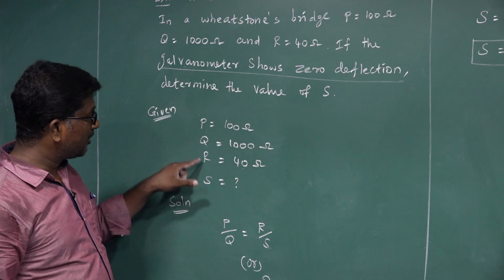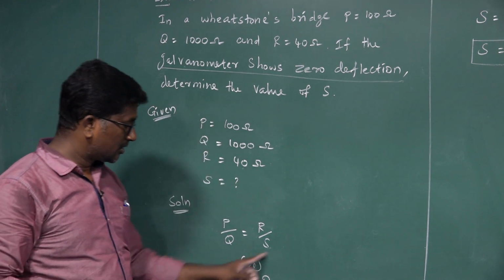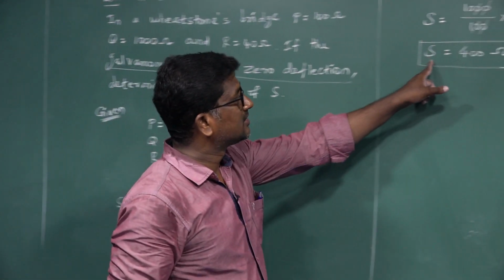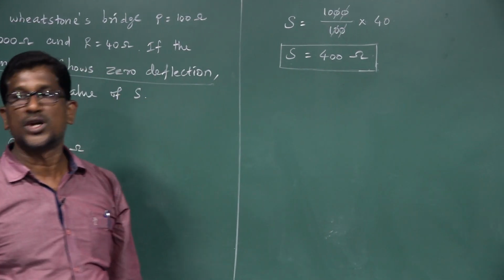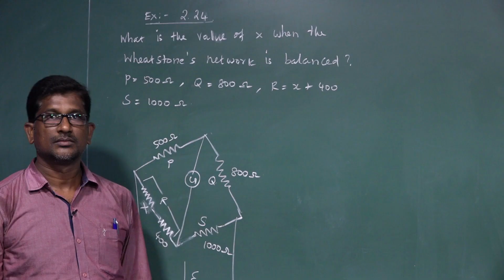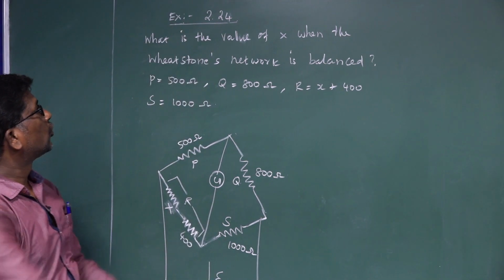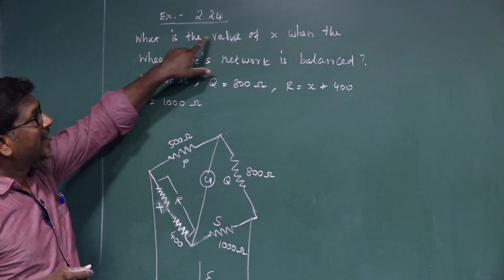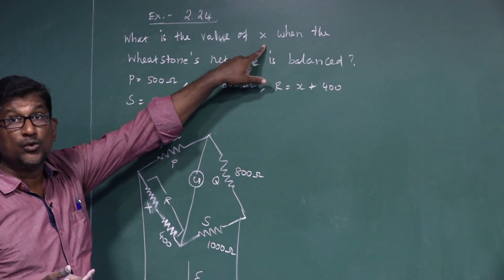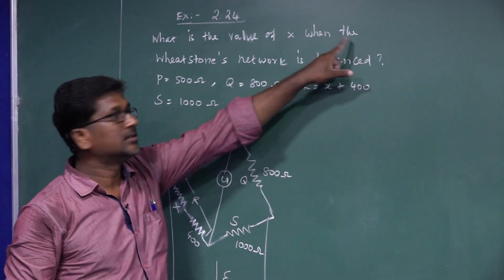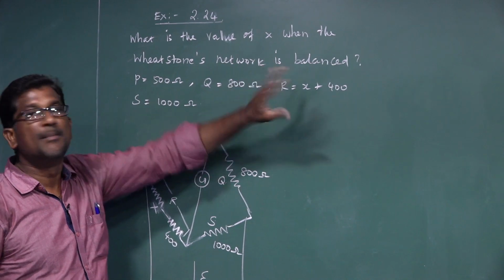P value, Q value and R values are given. Substitute here, then we can get S value, that is 400 ohm. 400 ohm. Right. Next problem. Example problem 2.24. Right. What is the value of X when the Wheatstone network is balanced?